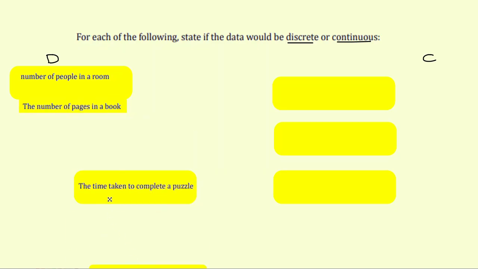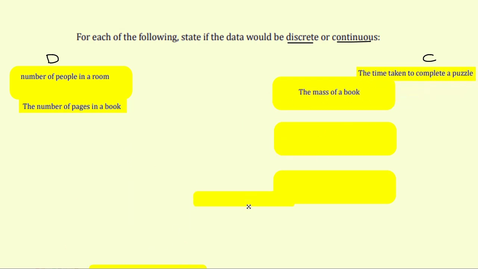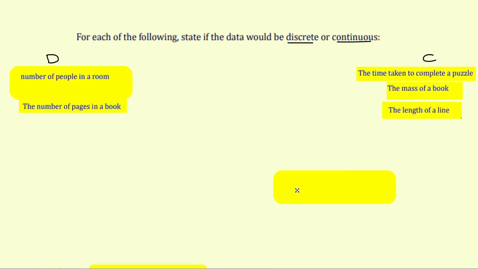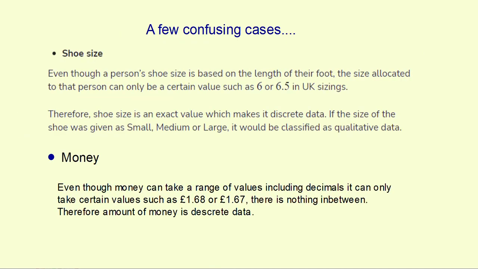The time taken to complete a puzzle. That can be any value on a scale, couldn't it? Time is any value. The mass of a book. Well, time and mass are both continuous. The length of a line. Continuous. The number of songs in an album. Discrete. Only got certain values there. Okay, that's discrete and continuous.